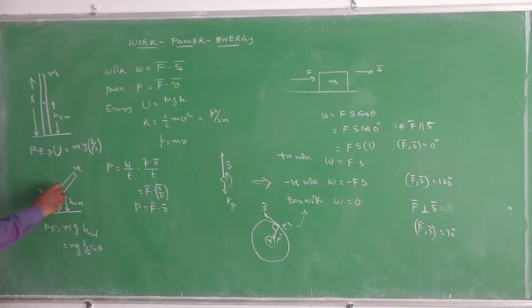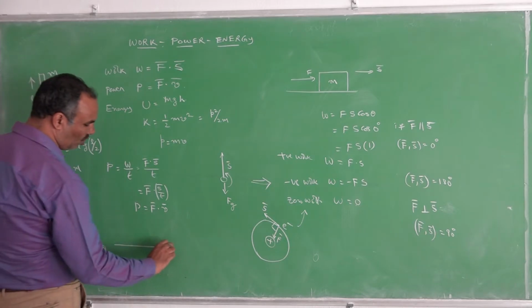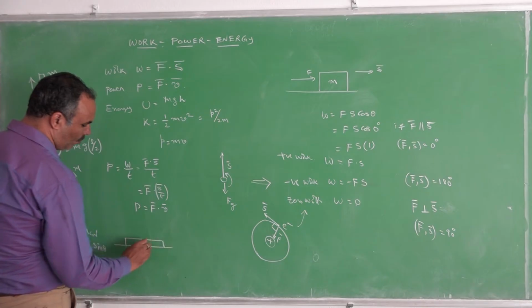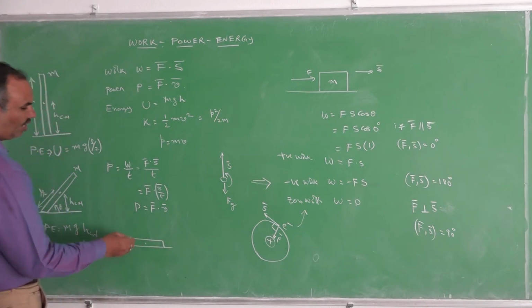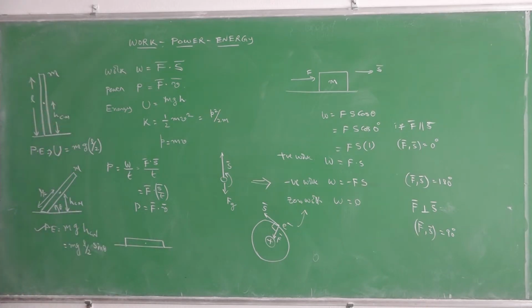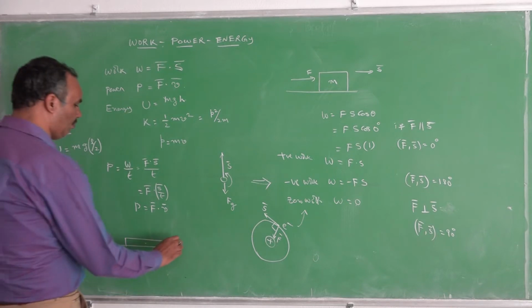Sorry, it is a height opposite angle, so L by 2 sin theta. So in this way we define the potential energy for a slant object, for a standing object. When the same scale is lying down on the ground, the potential energy becomes 0, because the height of the center of mass is 0. So here potential energy becomes 0.